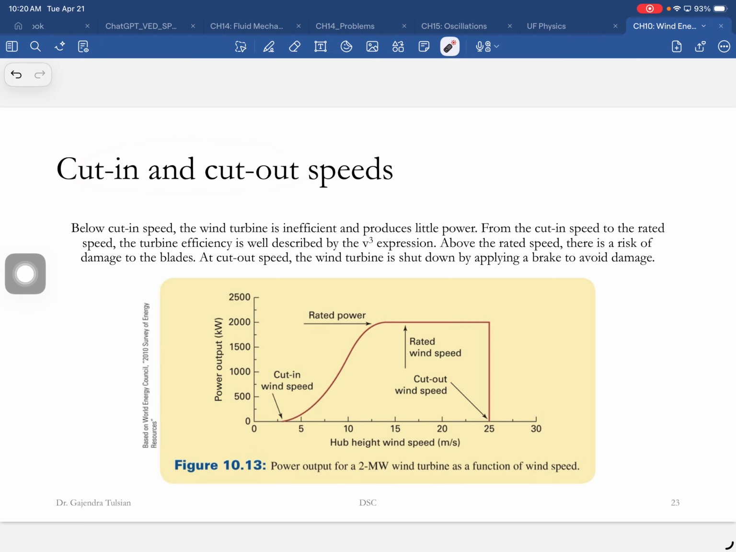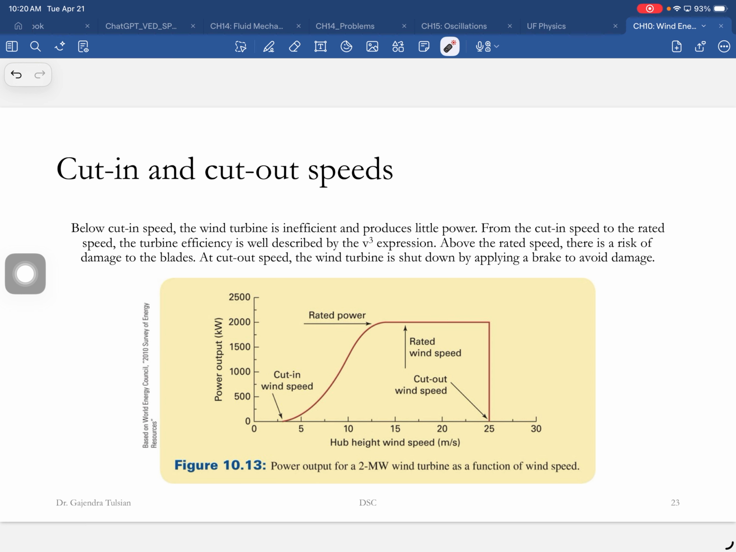Cut-in and cut-out speed. If the wind is too slow, you don't want to run the windmill because you're just wearing down the parts and you're not extracting enough energy. So you don't start it till this speed. And if the wind is too high, you don't want to run your windmill during hurricanes and stuff like that. So they set an upper limit for the windmill to run.